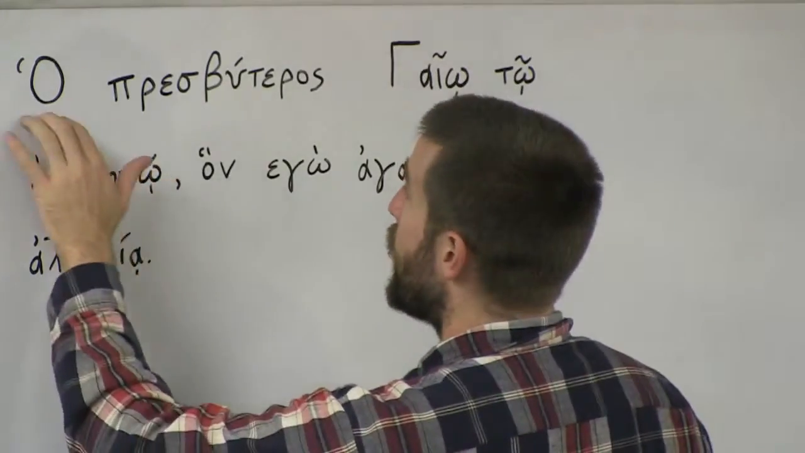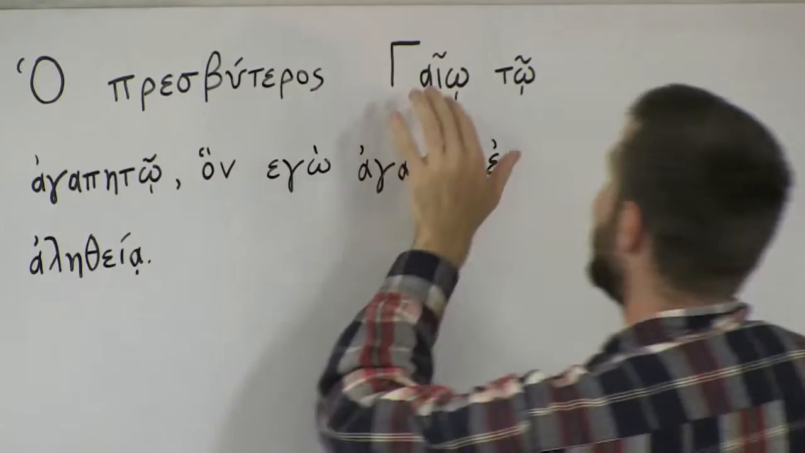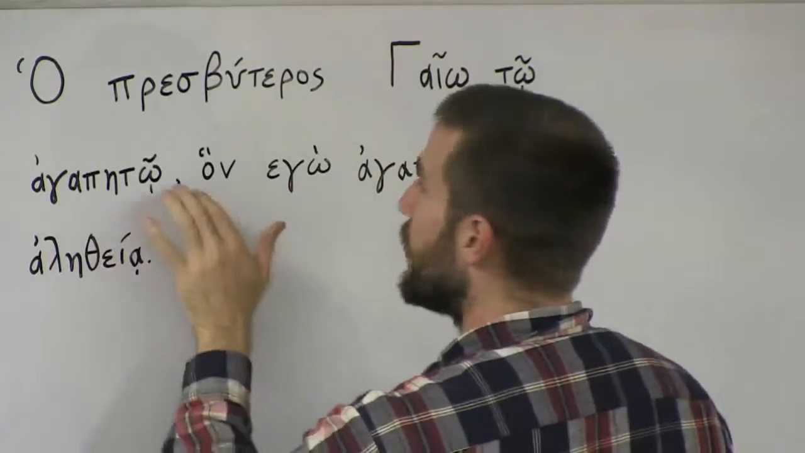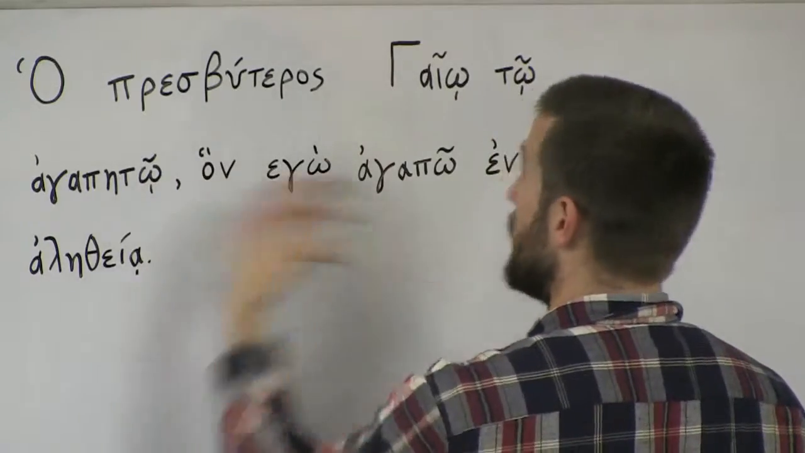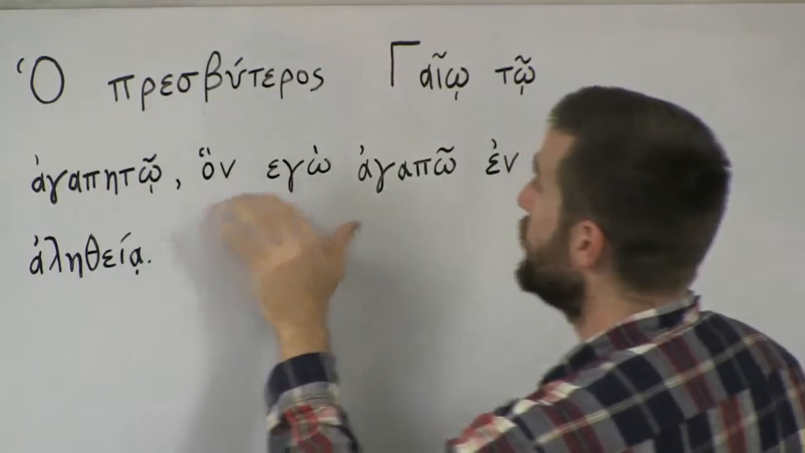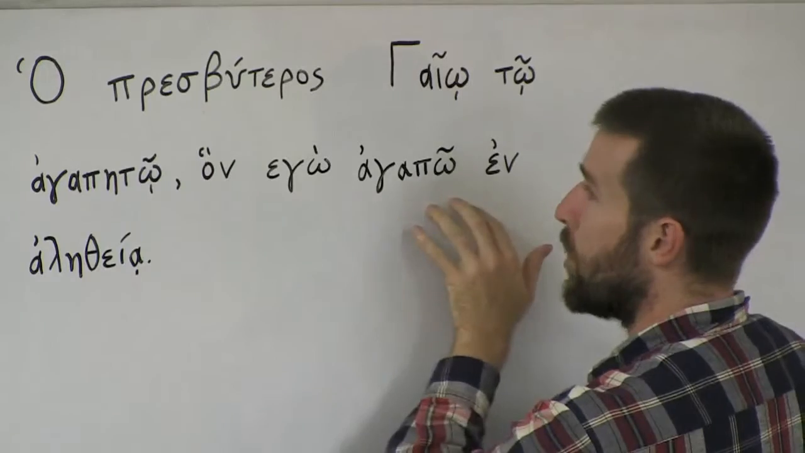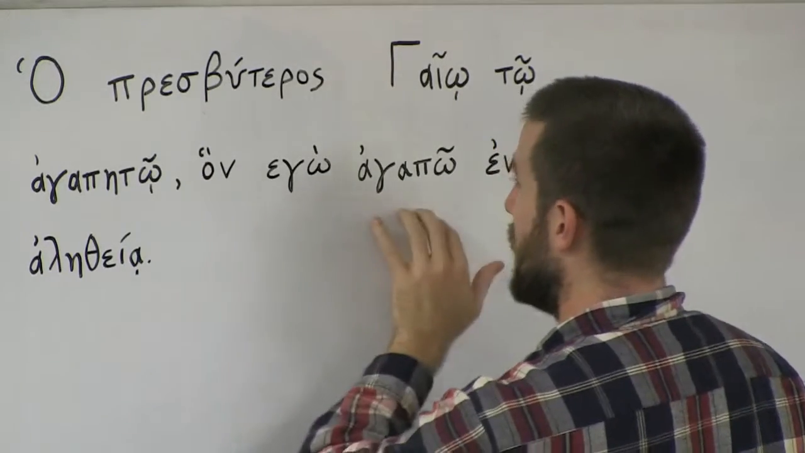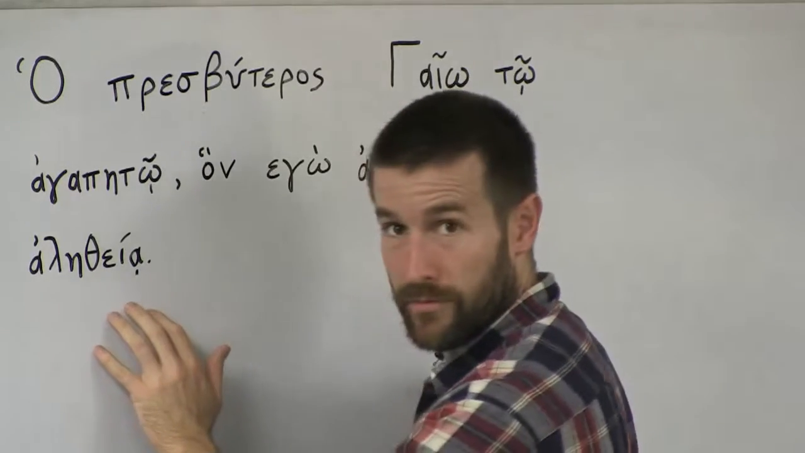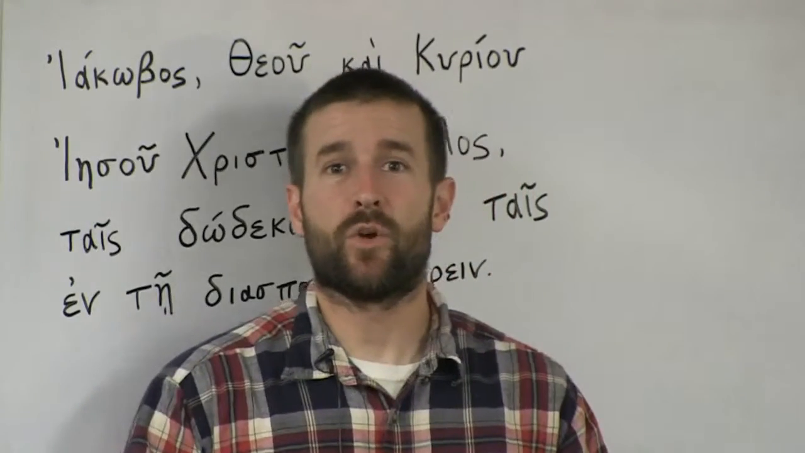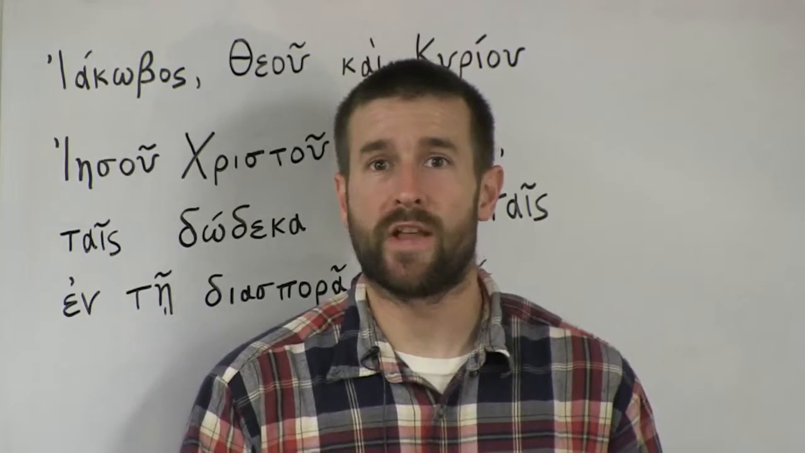So right here again, o presbyteros, the elder, Gaio to agapito, unto, because we're dative, unto the beloved Gaius, on ego agapo, whom I love, en aletheia, in the truth. All right? In the next video, we're going to go over James chapter 1, verse 1.